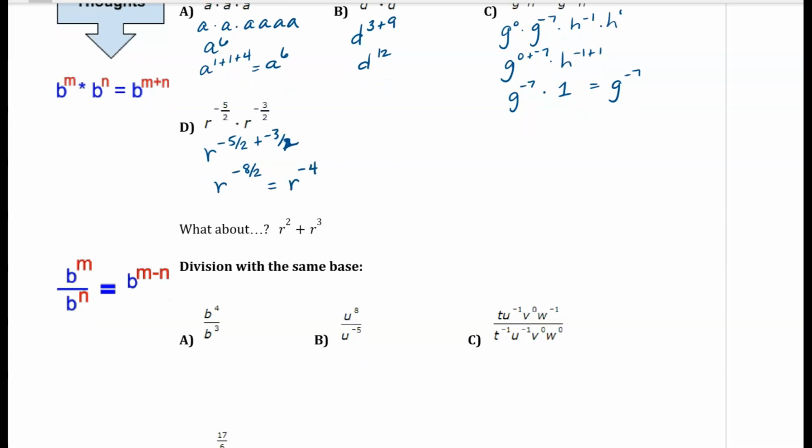What about r to the 2nd power plus r to the 3rd power? Can we apply our shortcut to that? Because we have the same base, but they are not multiplied, right? They're added together. And this only works if we're using multiplication, because exponents represent repeated multiplication. So this cannot be simplified using our exponent shortcuts.